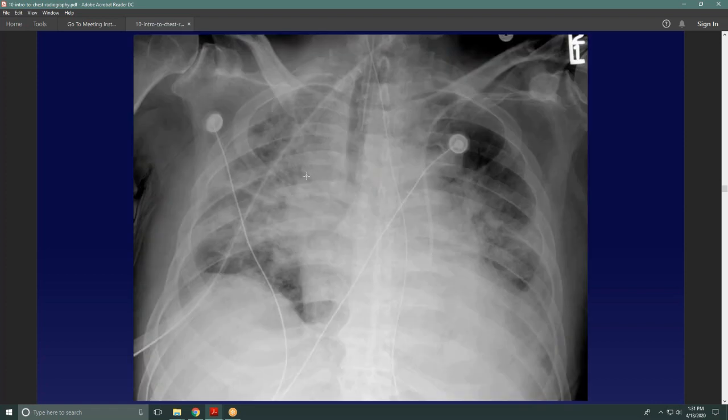And here, let's see, what am I trying to show you guys here? Oh, this one's kind of neat. Anyone know what's abnormal with this catheter here?